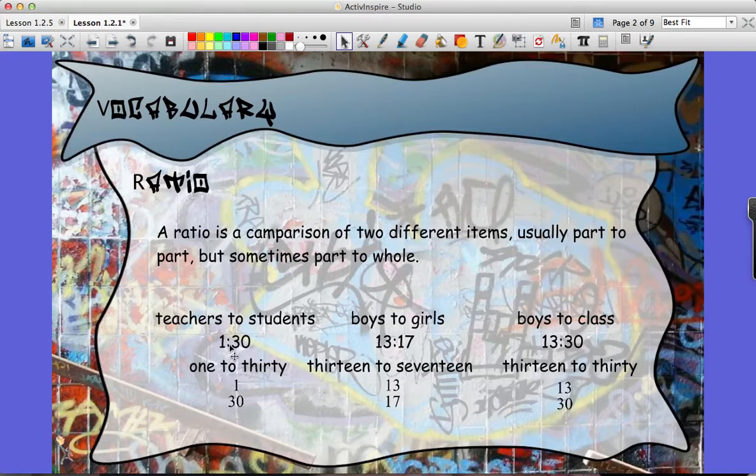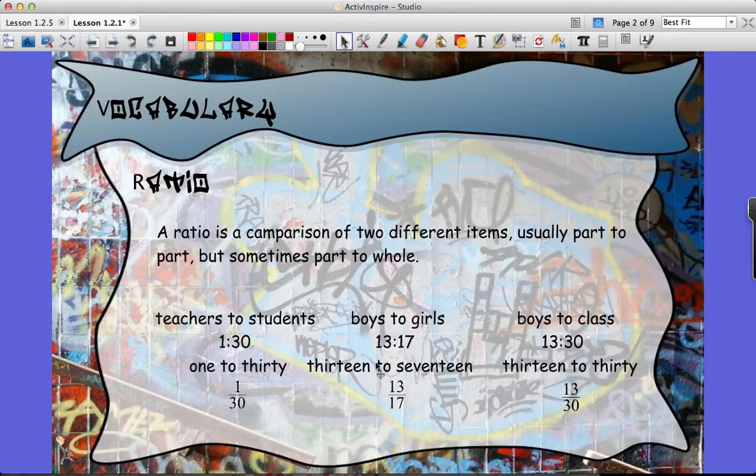And you can write ratios in three different ways. You can use the colon, you can write it in words using the word to, or you can write it as a fraction or in fraction form. But it is not a fraction. You have to remember that it's a ratio. So typically when you see ratios, you'll see them written with the colon.